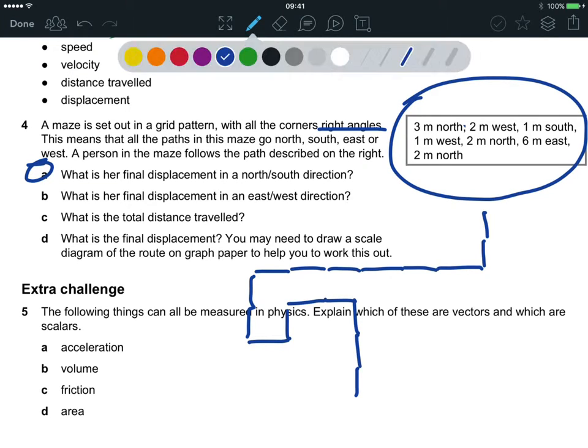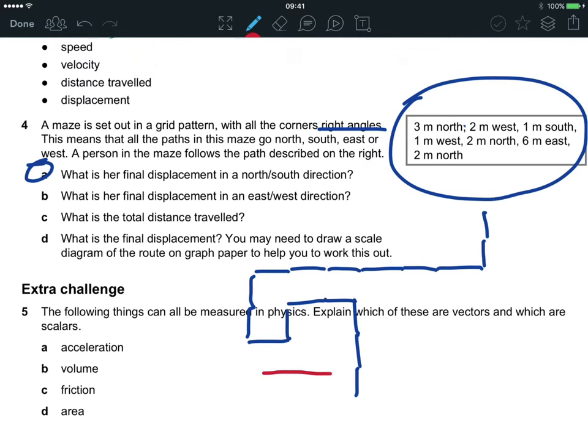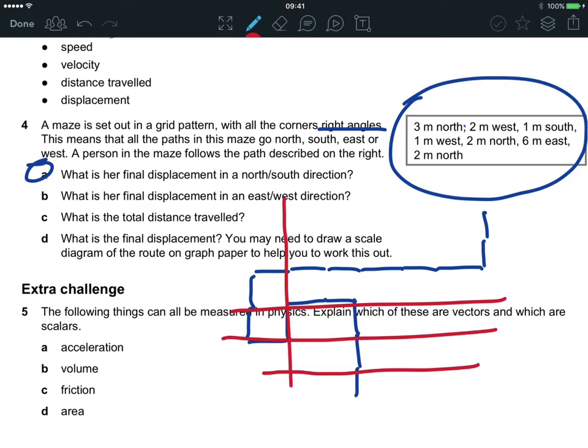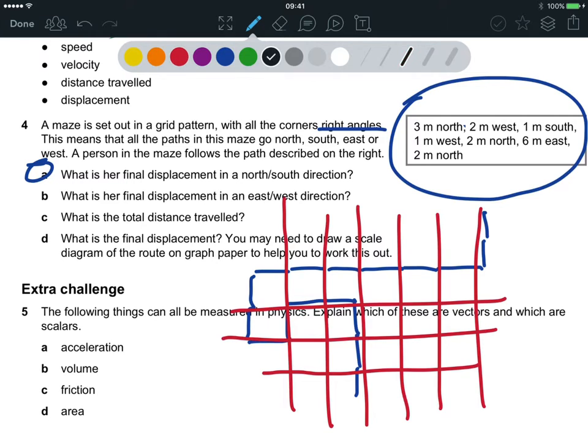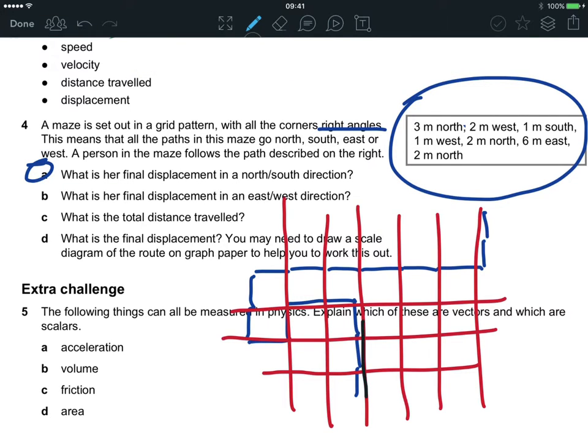So if I try and just perhaps sketch in a little bit of a grid to that so we can put more of a sensible measure on it, because I've just randomly drawn them. It kind of looks a bit like that. Okay, so she's gone, if I just draw it in black, she's gone up 1, 2, 3, down, up 2, across 6, and up 2.